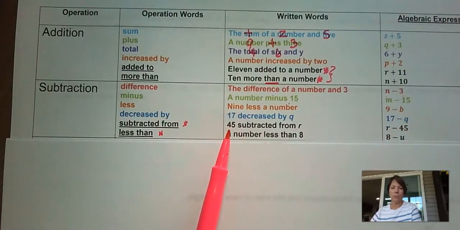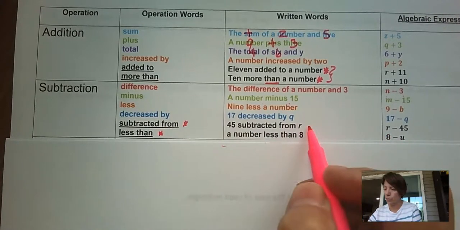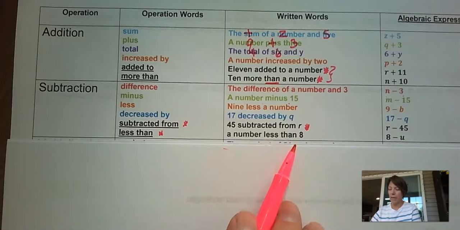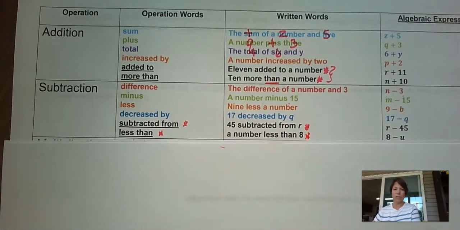Here we go. We're going to reverse this order now. 45 subtracted from r. That means we have to start with r, and then we have to subtract 45. So this is a reverse situation. A number less than 8. That means we start with 8 and subtract the number from 8. So again, a reverse situation. You've got to be careful with those reverse situations.